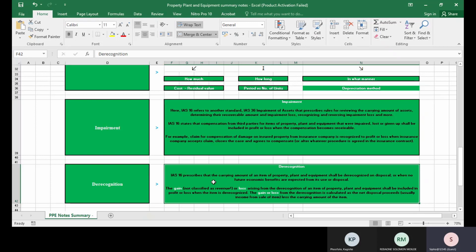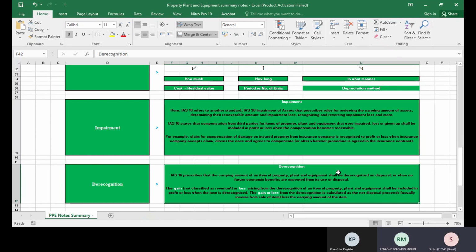IAS 16 prescribes that the carrying amount of an item of property, plant, and equipment shall be de-recognized on disposal, right? Or when no future economic benefits are expected from its use or disposal, right? When will you have a situation where there is no future economic benefit expected from its use or disposal? When would you have that kind of a situation? When there's a situation to de-recognize the assets.